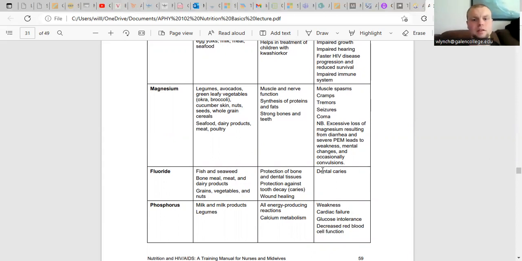Phosphorus, going to get in all energy producing reactions. It's going to also be there for calcium metabolism and to form the calcium salts in bone. Comes from milk and milk products as well as beans and legumes.